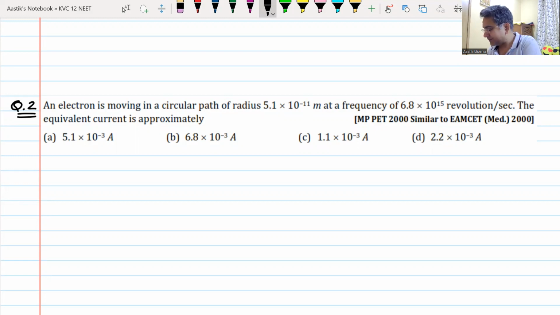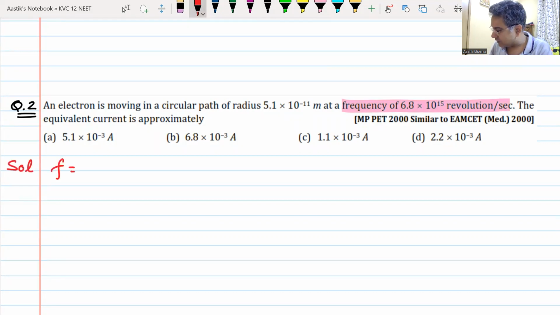How did you get the option? Frequency is given, my dear friends. And frequency is 1 by T, yes or no? So that is given as 6.8 into 10 raised to the power 15 revolutions per second. So from here I can get the value of 1 by T.